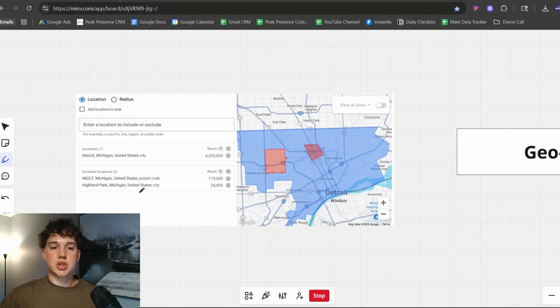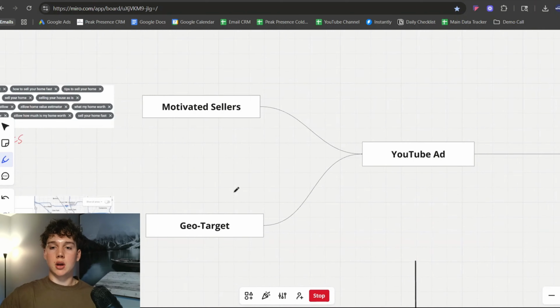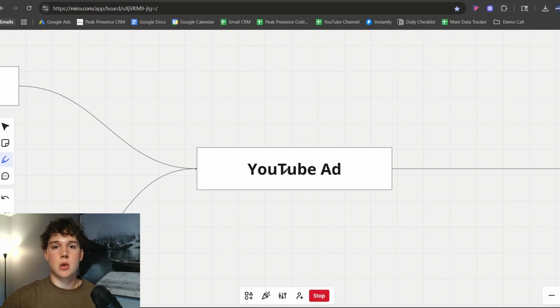From there, we're also geo-targeting it, so you can do cities, you can do zip codes, you can also exclude certain locations. We're just getting super specific with where we're targeting and who we're targeting. Now from there, they're going to see the YouTube ad, and I'm not going to break this down.